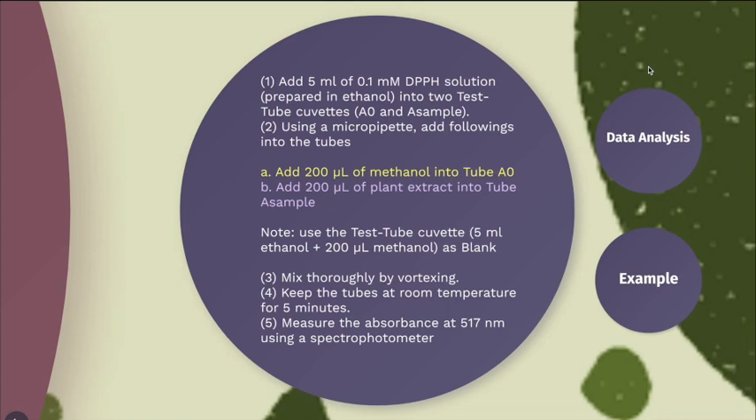We inserted these tubes into the spectrophotometer and measured absorbance at 517 nanometers to determine the percentage of DPPH molecules that had been neutralized. We ran the experimental tubes in triplicate and used the control tube as a baseline for comparison. Once again, a document containing all these procedures can be found in our Google Classrooms.